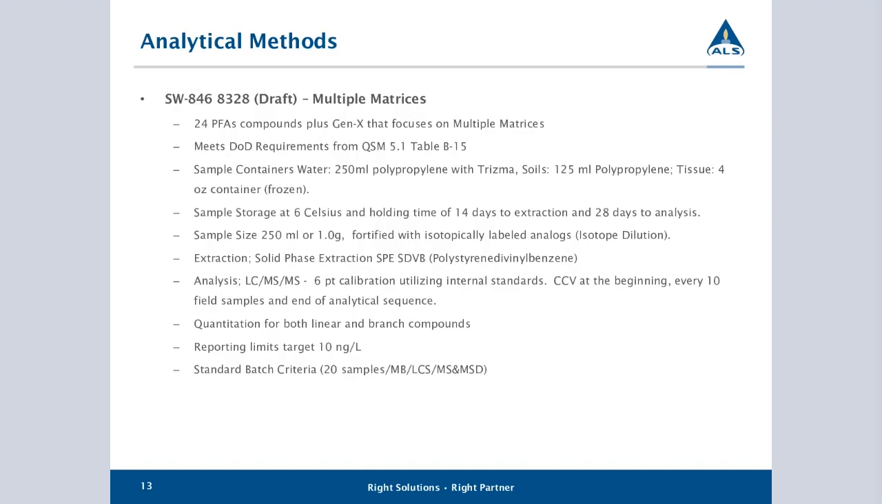And you'll see there I have sample containers for water, but this is mainly for soils. Your storage, your sample size, 1 gram. This is also isotope dilution. It goes through solid phase extraction, so there is a concentration step. Typical calibration, typical quantitation for linear and branched compounds. And the target reporting limits are going to be around 10 nanograms per liter. We'll find that out once the method comes out, after it goes through the edits and reviews.